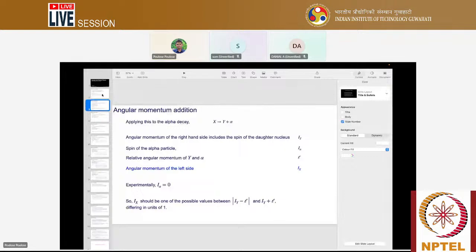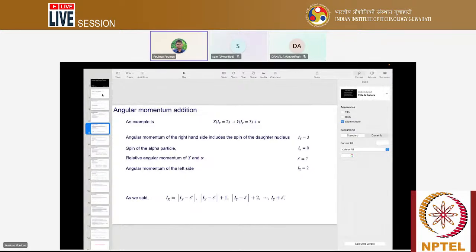Then we have Iy, I alpha, and L in the final state. Among these, I alpha is experimentally found to be 0. That's an empirical fact, so this can be neglected. So then we have only two of these, Iy and L, and we know the angular momentum addition rule. Therefore, Ix should be one of the possible values allowed according to angular momentum addition when Iy and L are combined.